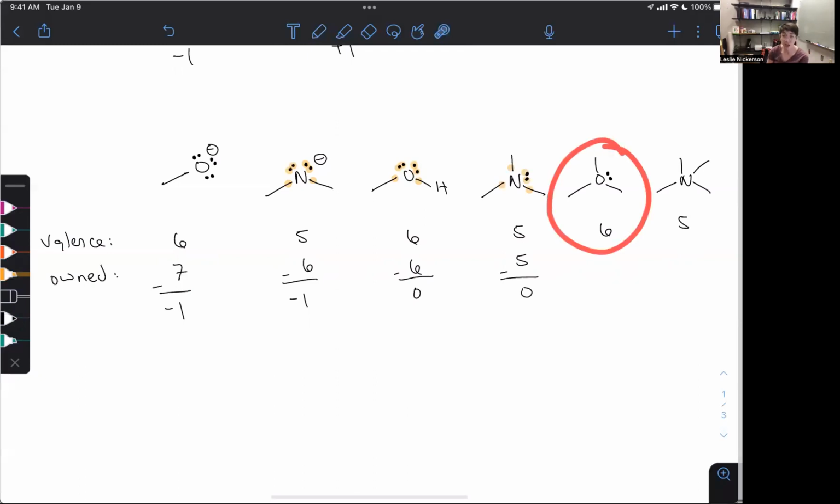And then this guy with the 3 bonds on the oxygen, we've got 1, 2, 3, 4, 5. 6 minus 5 is +1. That's our positively charged oxygen.